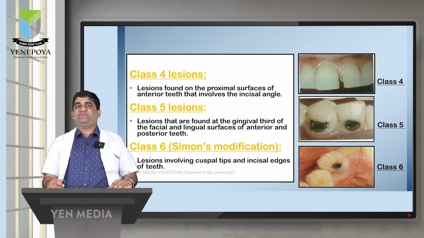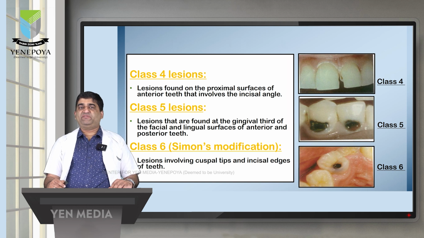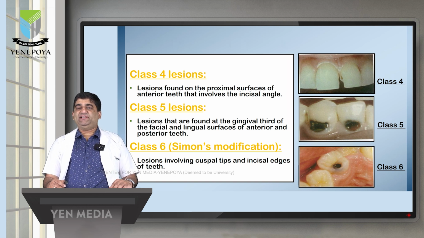Class 4 lesions are found on the proximal surfaces of the anterior teeth that involve the incisal angle. Class 5 lesions are found at the gingival third of the facial and lingual surfaces of the anterior and posterior teeth. And class 6 is Simon's modification, which is the lesions involving the cuspal tips and the incisal edges of the teeth.